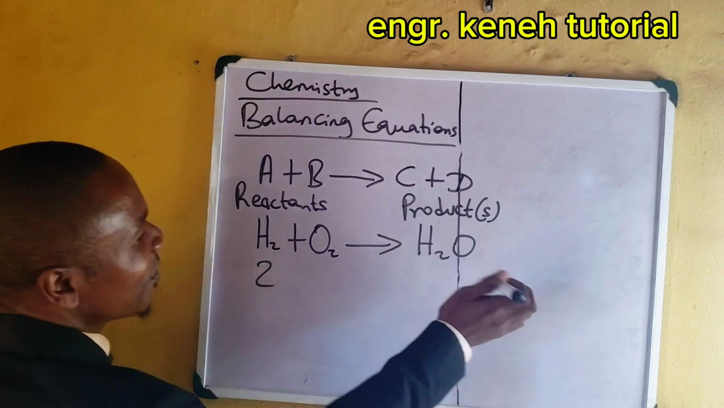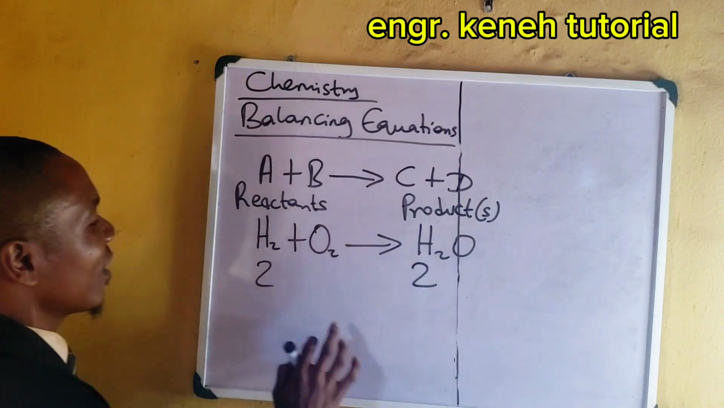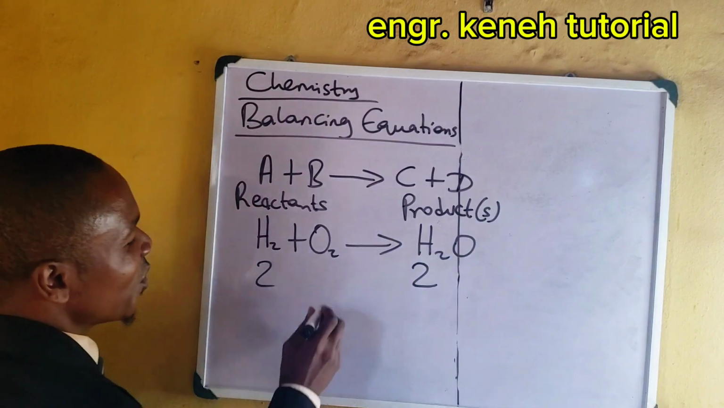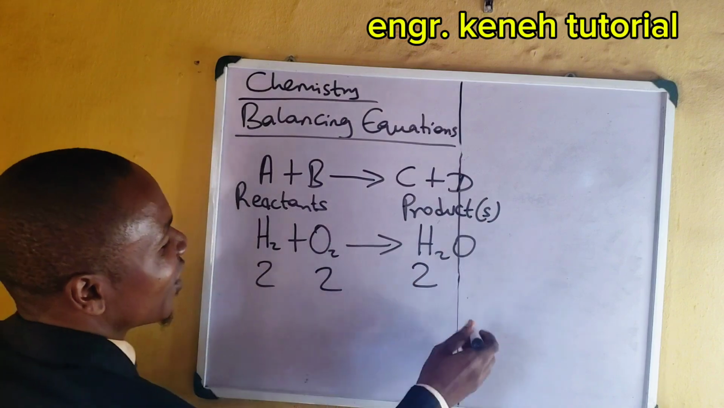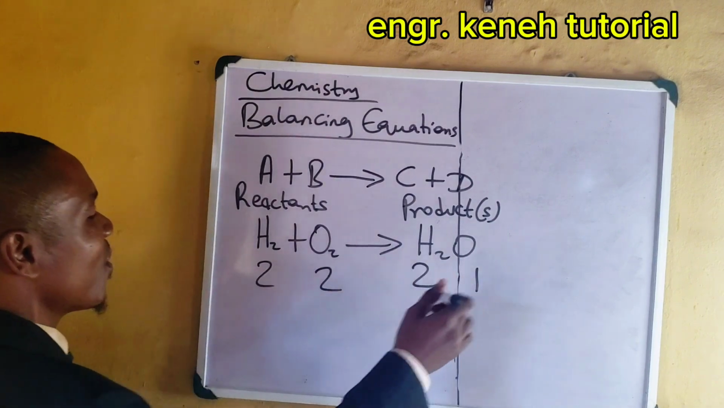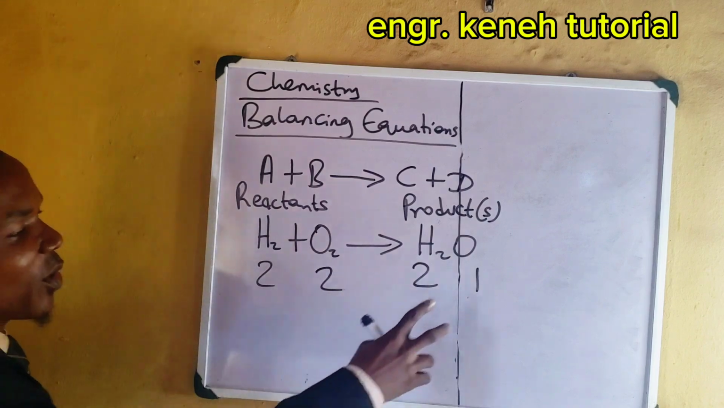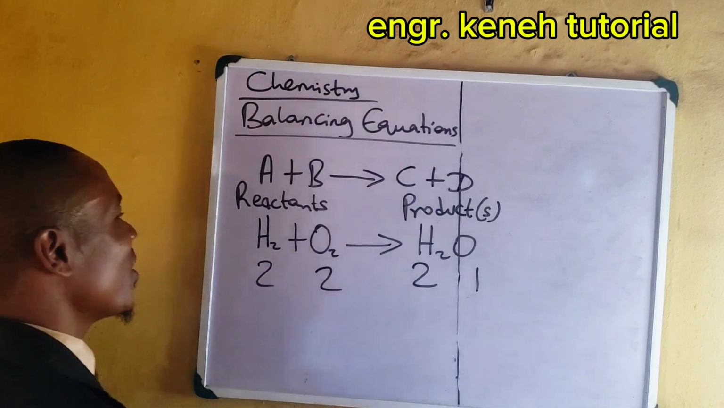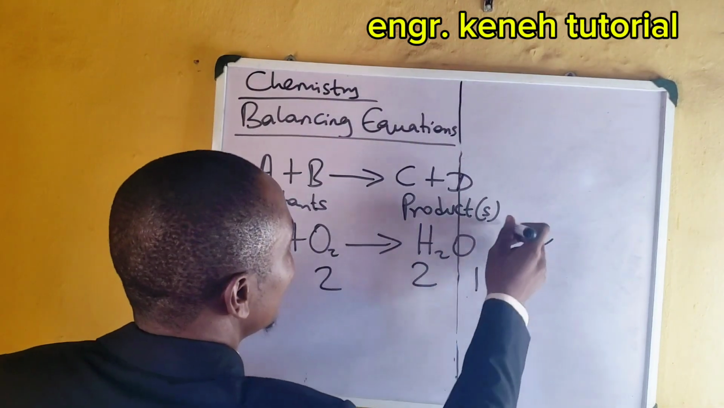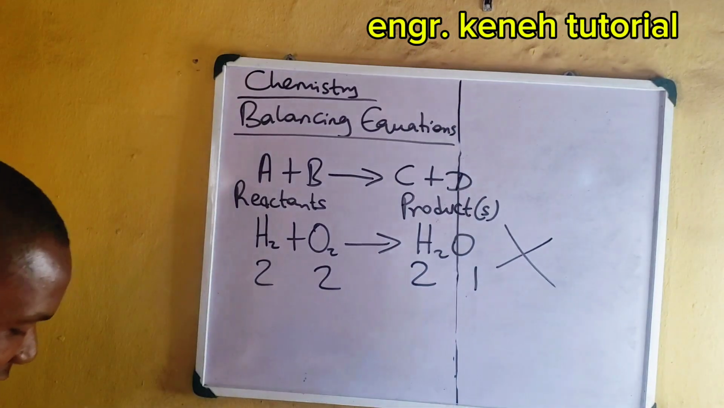How many atoms of hydrogen do we have here? We have 2. How many atoms of oxygen do we have here? We have 2. How many atoms of oxygen do we have here? We have 1. So you notice that oxygen we have 2 here, but oxygen we have 1 here. Because of that, we say that this equation is not balanced. Is it clear?